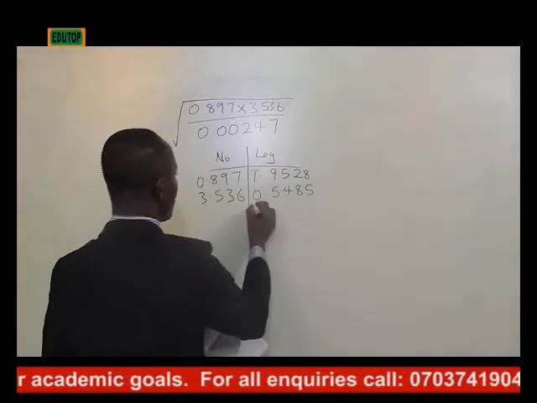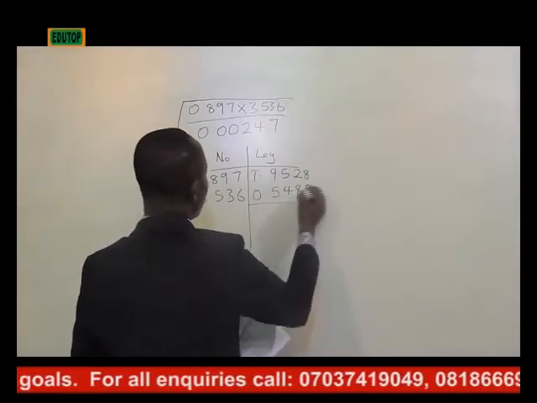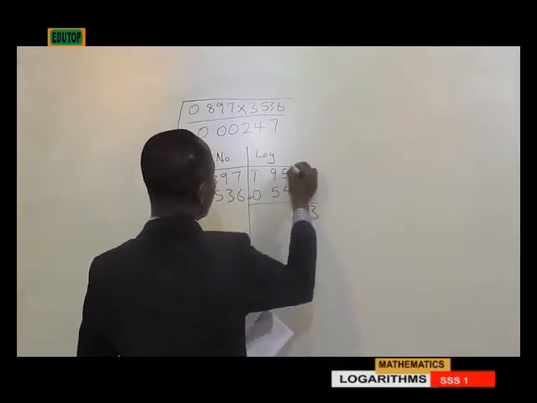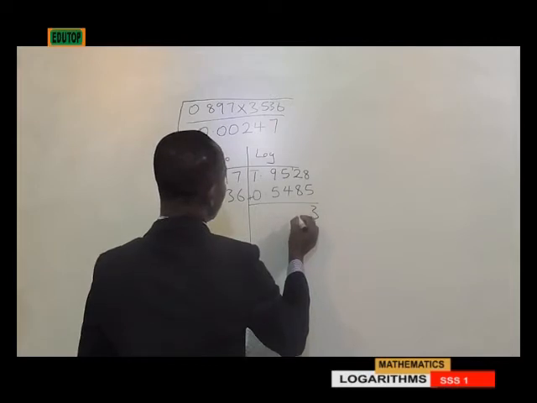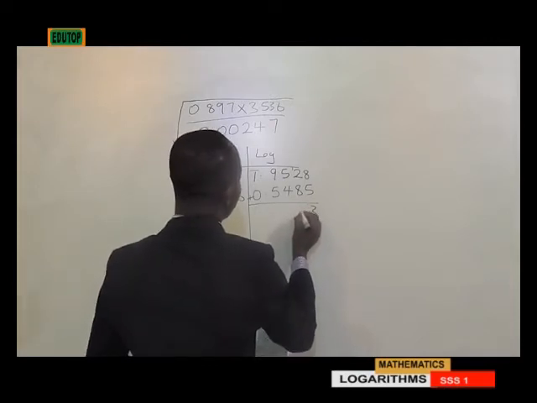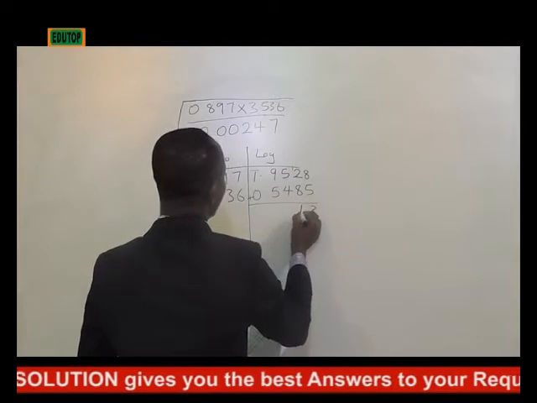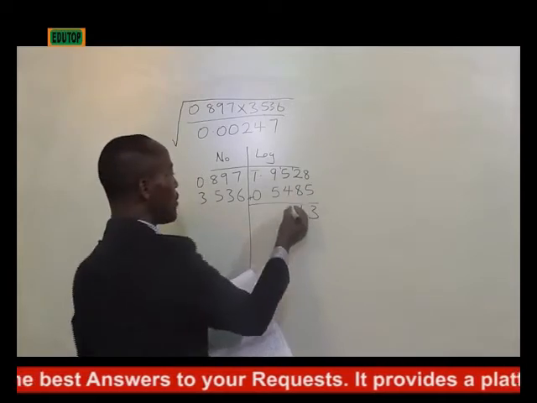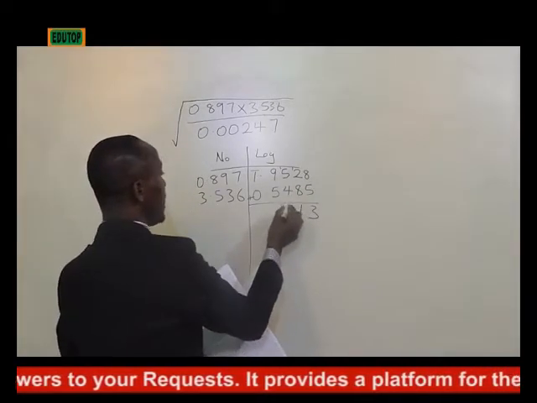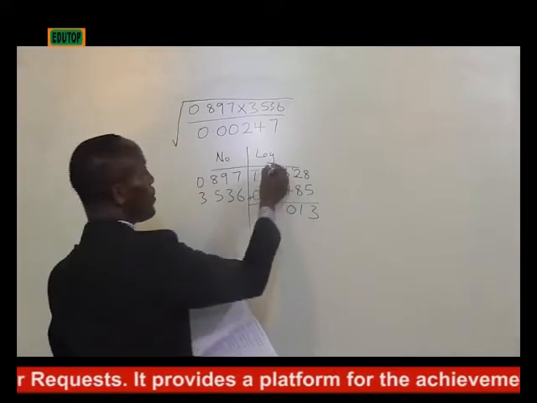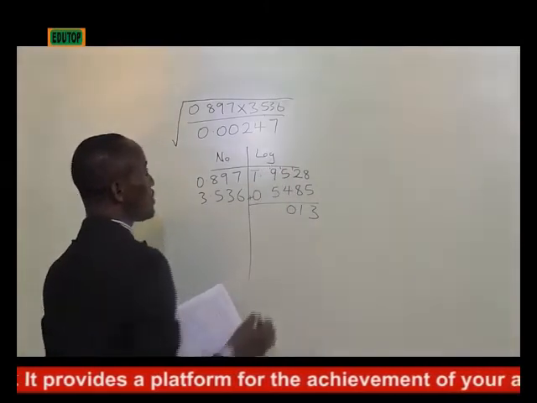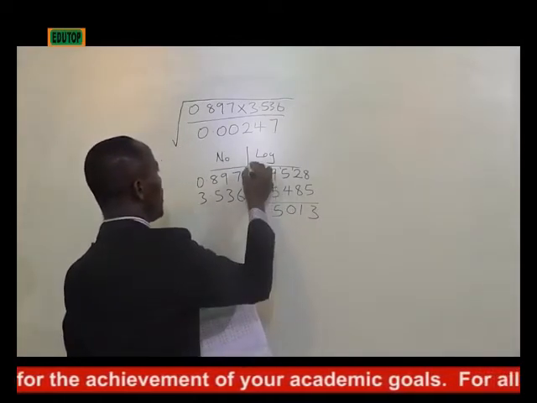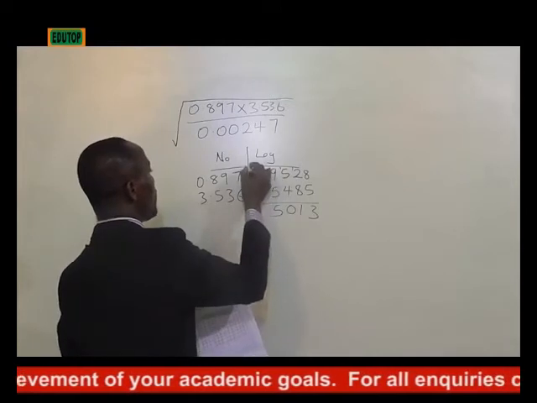Then, multiplication is the same thing as addition, so we are going to add these. 8 plus 5 is 13. Bring our 1 here. 1 plus 2 is 3. 3 plus 8 is 11. So write 1, bring our 1 here. 1 plus 5 is 6. 6 plus 4 is 10. Write 0, we bring 1 to this place. 1 plus 9 is 10. 10 plus 5 is 15. We write 5 and then bring 1 here.